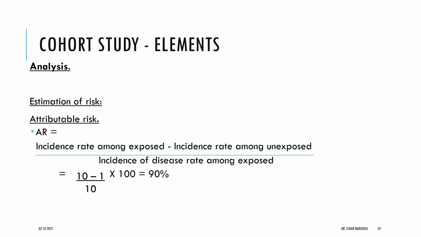Another risk that we are able to calculate from these numbers is what is known as the attributable risk. So that tells us the incidence among the exposed minus incidence among unexposed divided by, again, the incidence among the exposed. What we get from the previous one is the 10 minus 1 divided by 10. We come to an attributable risk of 90%. So how do you interpret this? We can say that 90% of lung cancer cases are due to smoking.